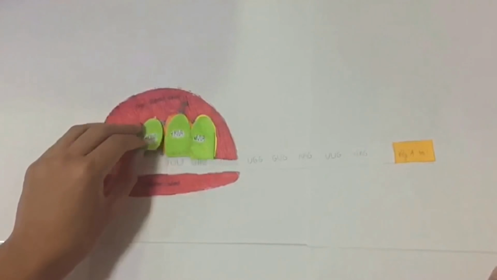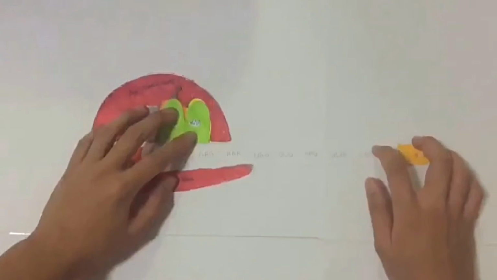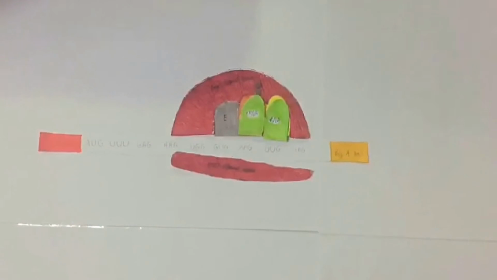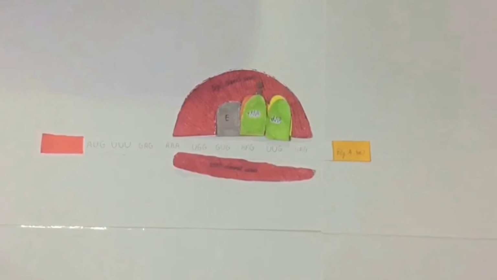At the exit site, the tRNA molecule leaves into the cytosol of the cell. The whole process repeats until it reaches a stop codon, which can be UAG, UAA, or UGA. A release factor will allow the polypeptide chain to be released from the ribosome into the RER, which is the rough endoplasmic reticulum, for further modification into a functional protein such as aquaporin.